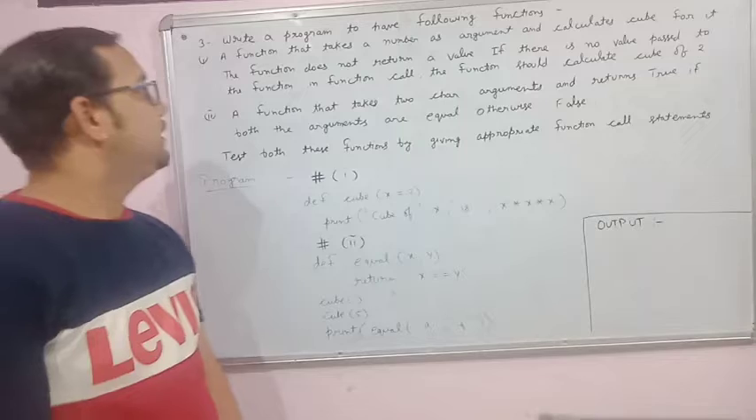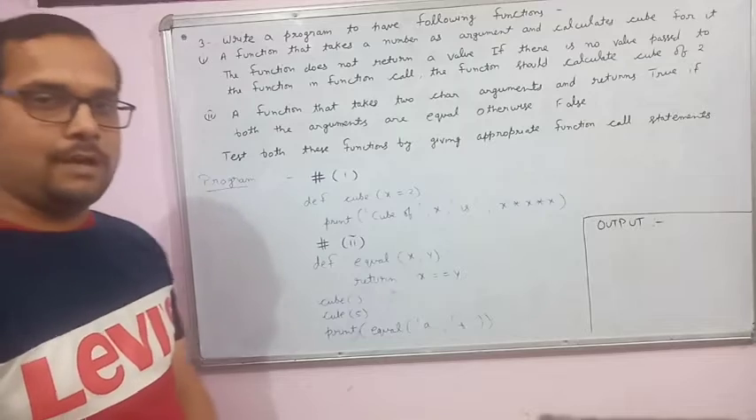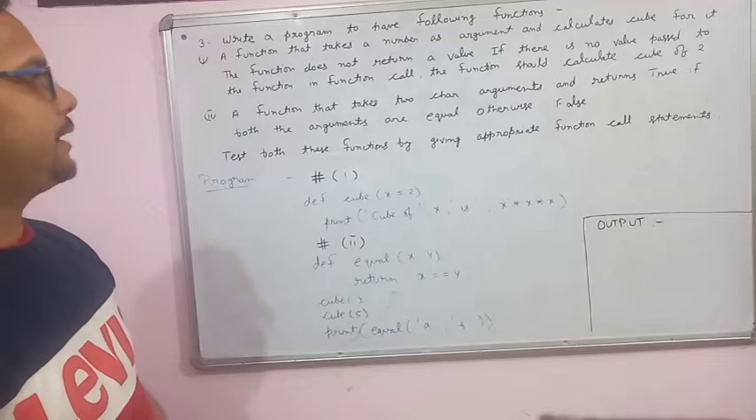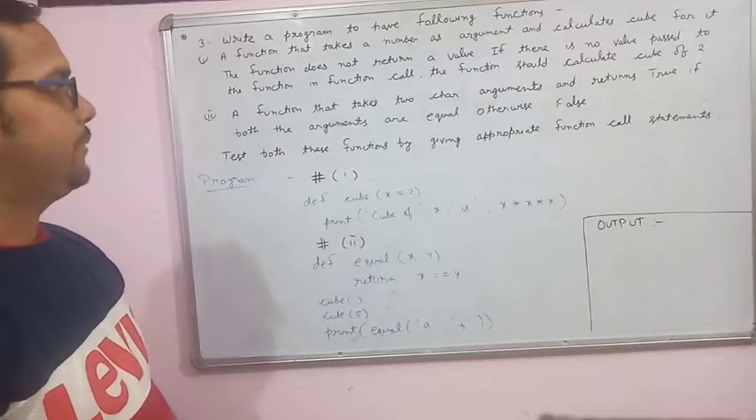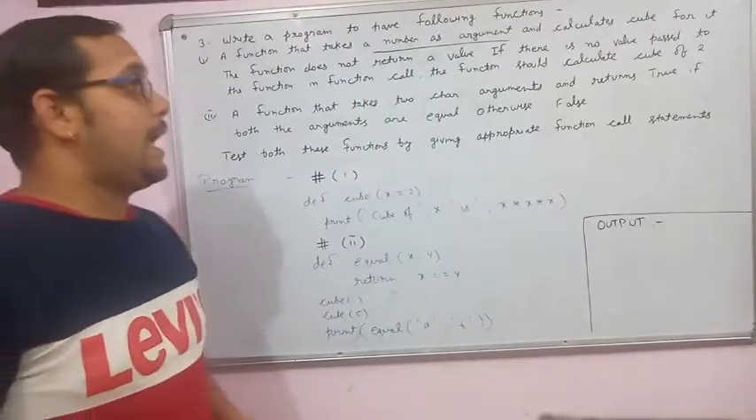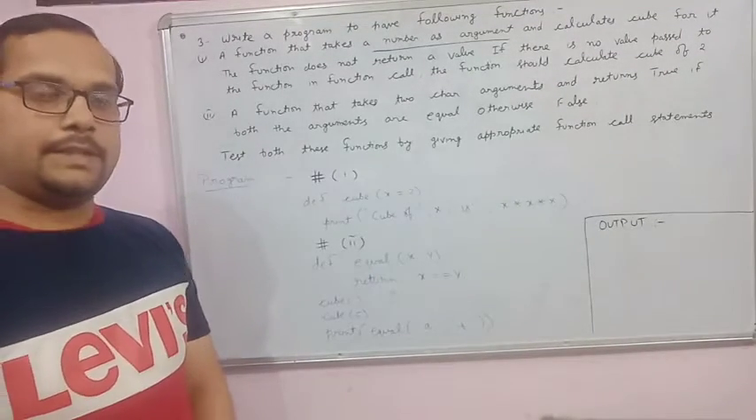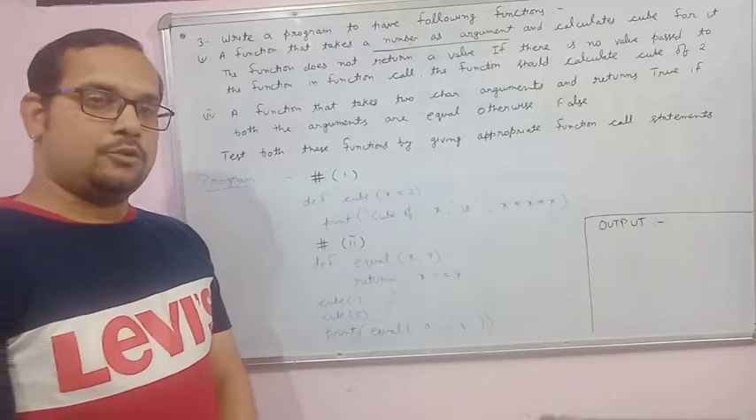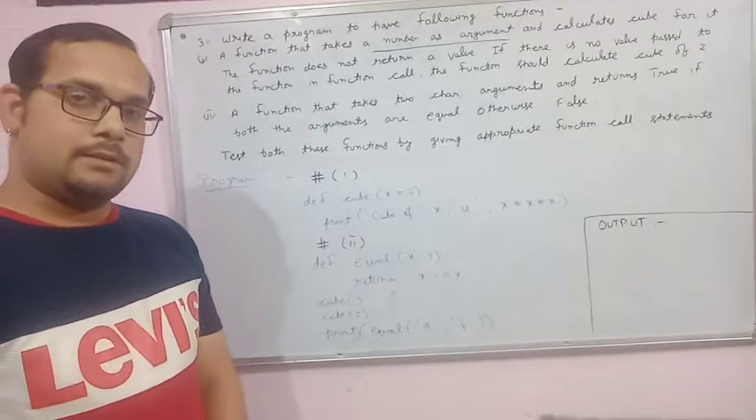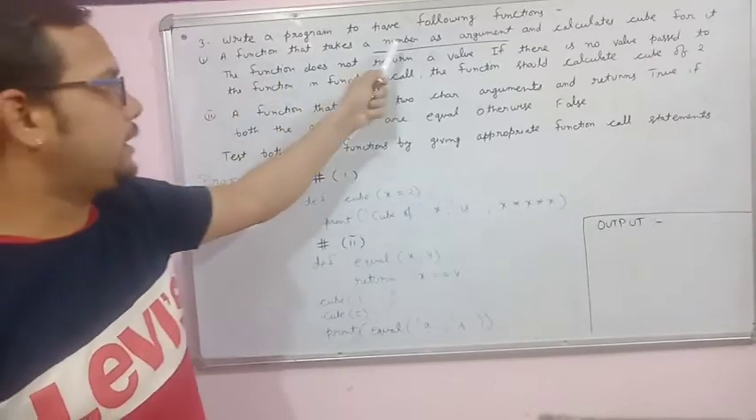The question is saying to write a program to have the following function. This question has two parts. The first part says a function that takes a number as argument, meaning it wants one number as argument, and calculates the cube of it. The cube of any number means multiplying it 3 times, like 2 into 2 into 2 is the cube of 2. Cube of 4 is 4 into 4 into 4, like this. So it requires one number.